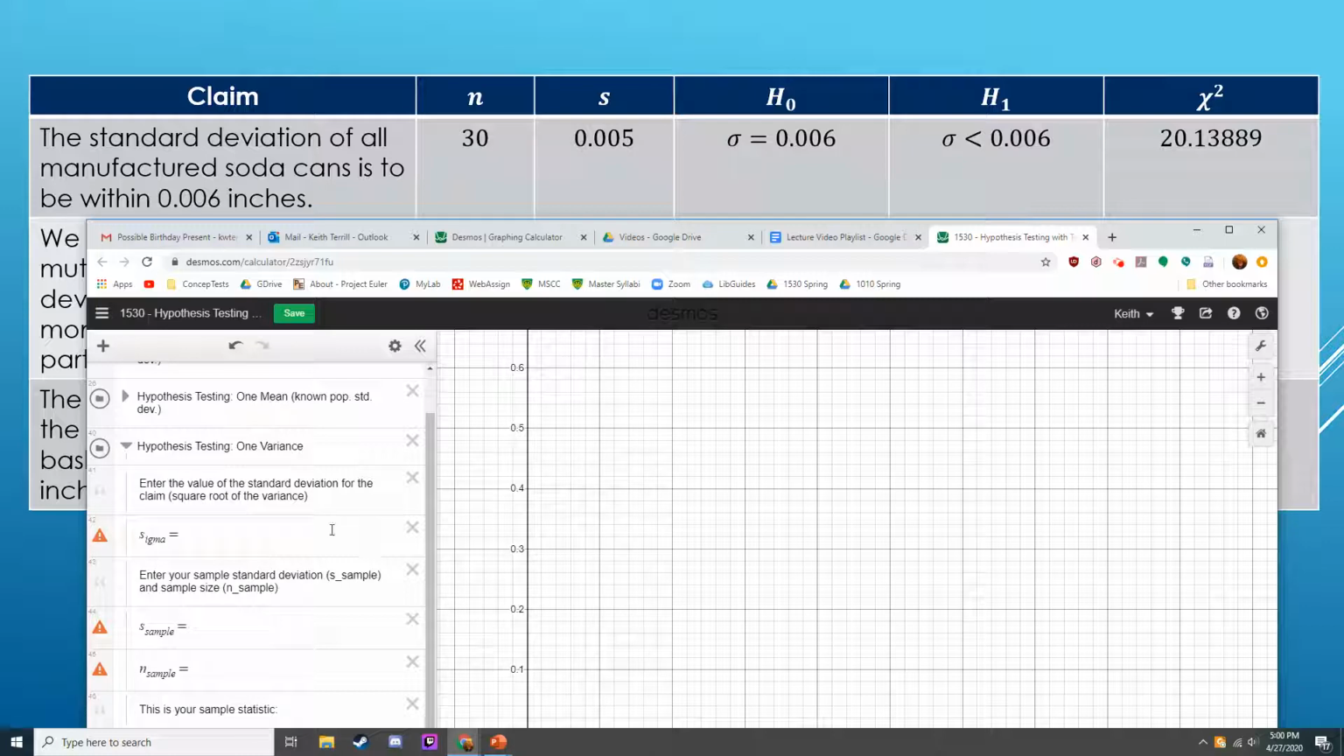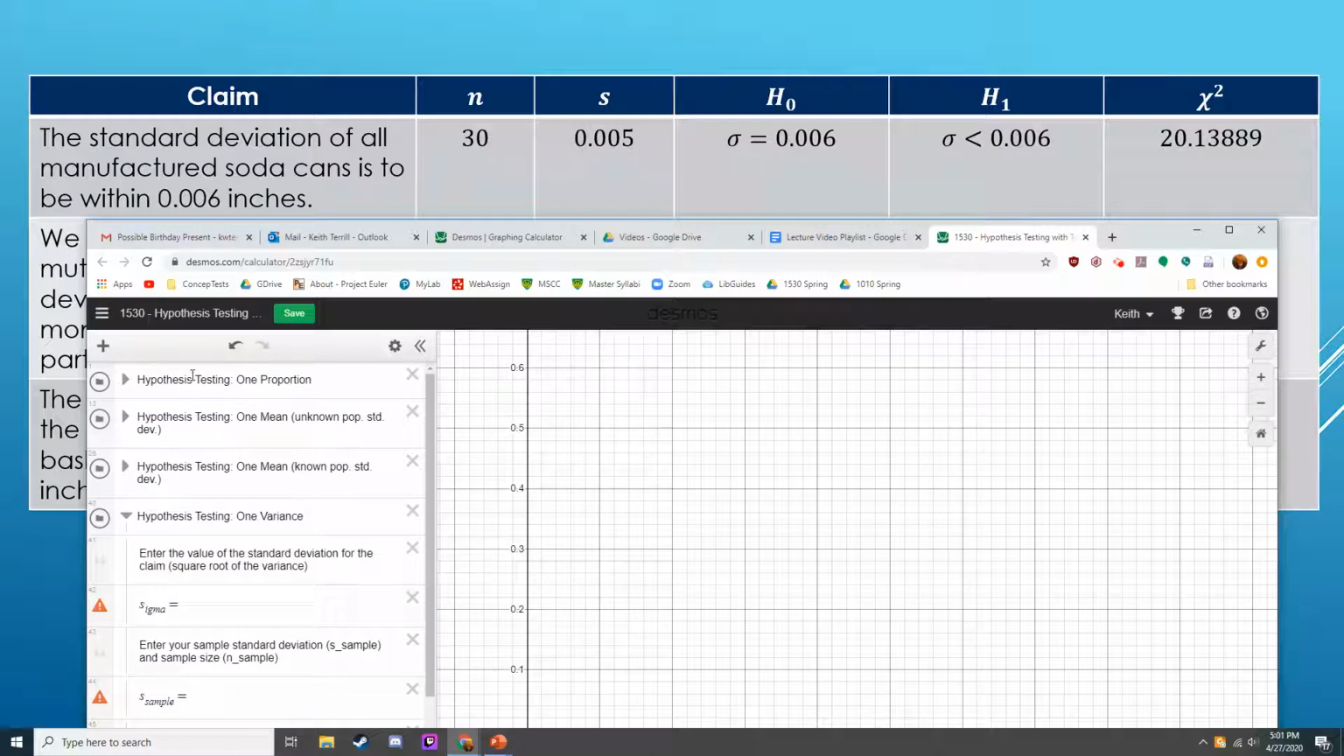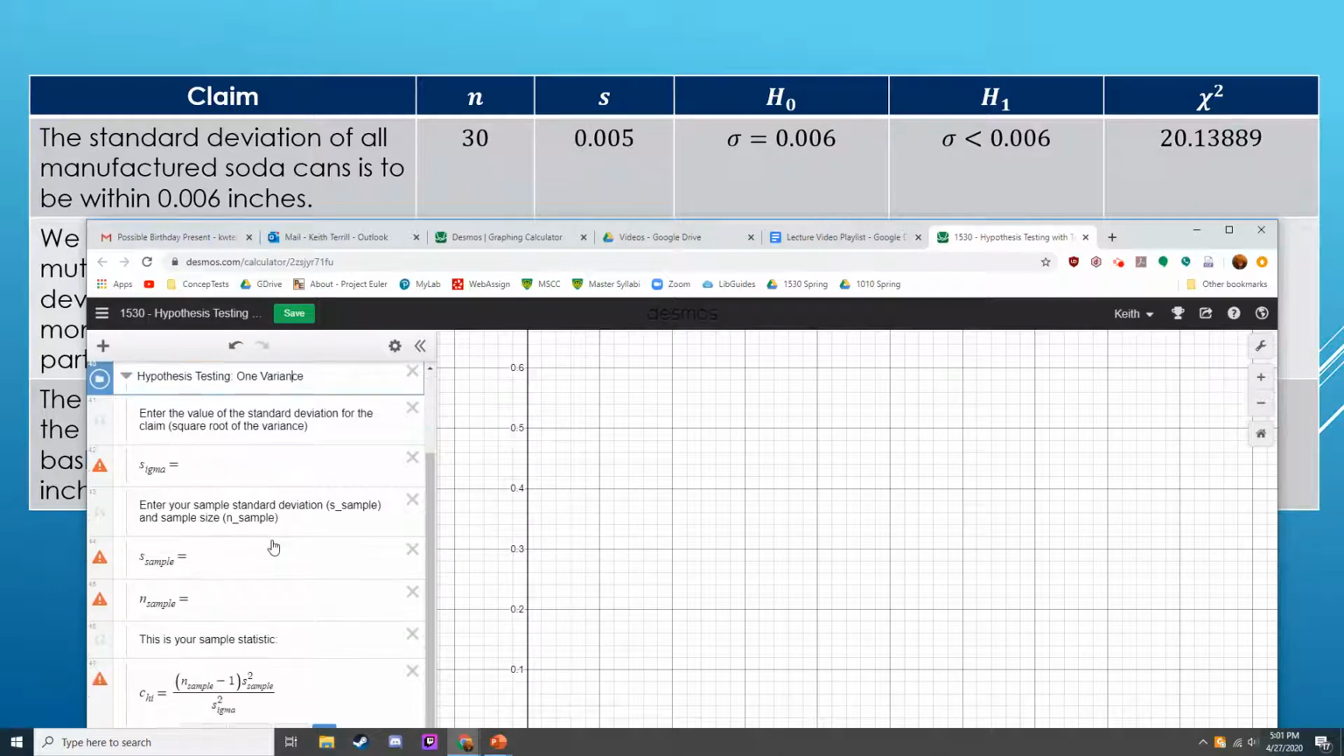Anyway, we have here four options: one for proportions, two for means, one if you're trying to find the mean with you not knowing the standard deviation of the population. That one's pretty common. In the rare off chance you do know population standard deviation, you can do the hypothesis testing for known sigma. And then for one variance, which also doubles as one standard deviation, because variance and standard deviation are just squares and square roots of each other, we've got this one tool here.